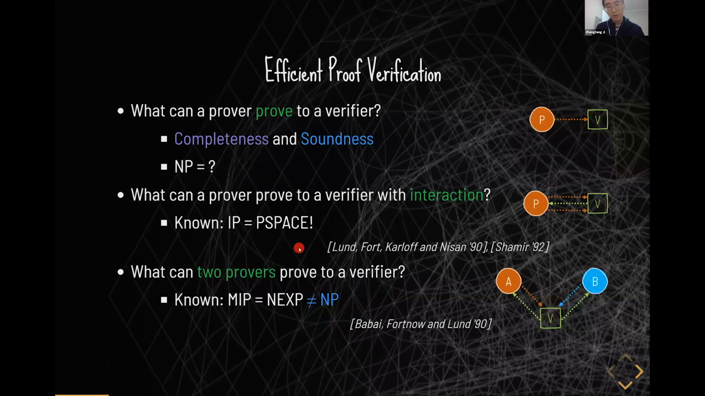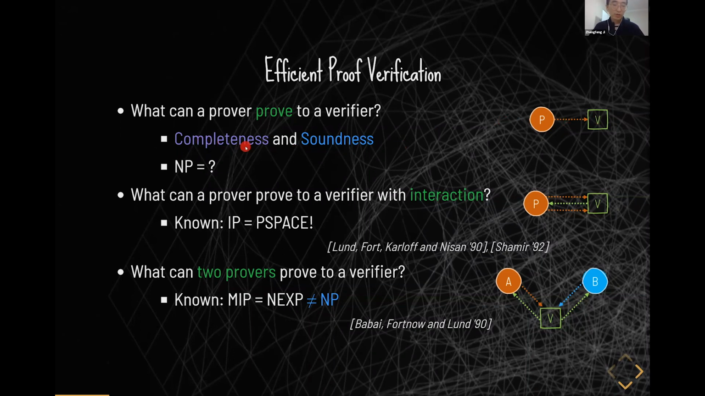I'll just give you a very brief introduction of what it means. For NP, you have a prover and a verifier. The prover wants to convince the verifier that some statement is true, with some proof. The proof is sent from the prover to the verifier as a written string, and then the verifier checks whether to accept or reject.